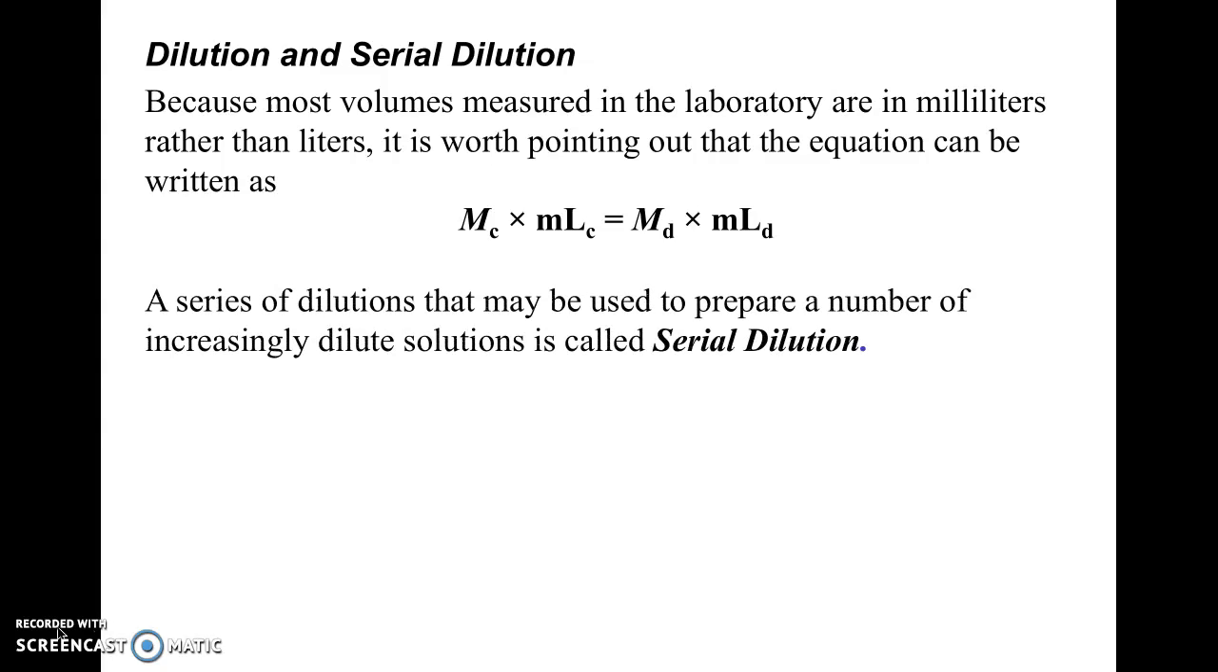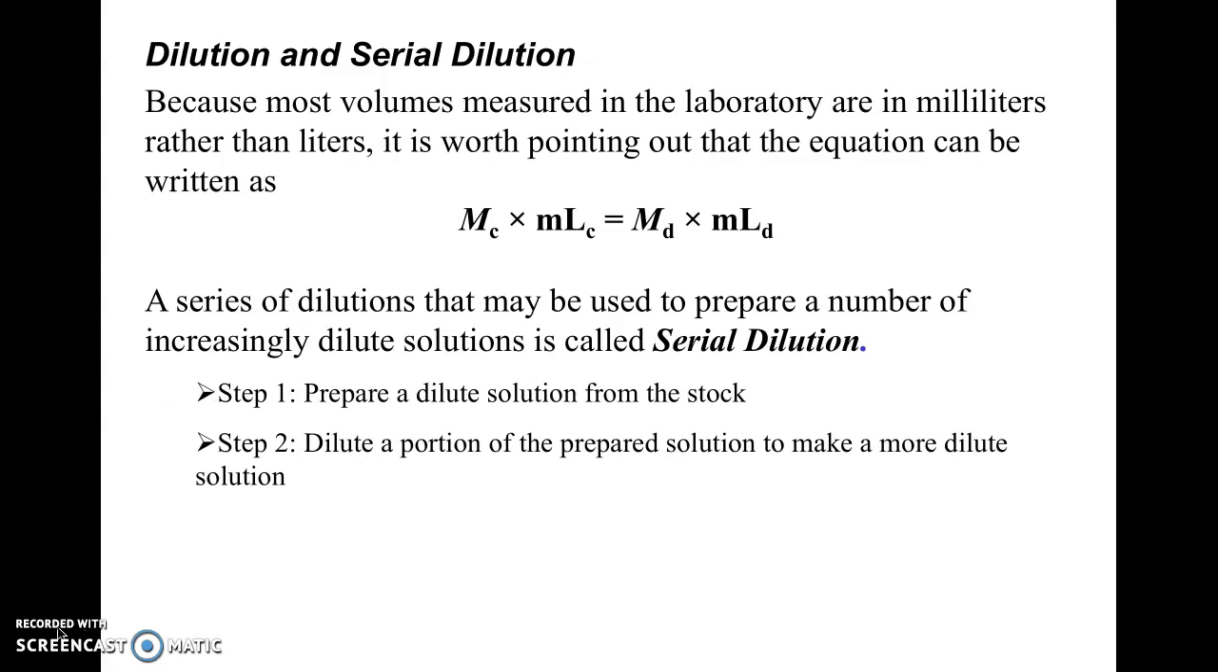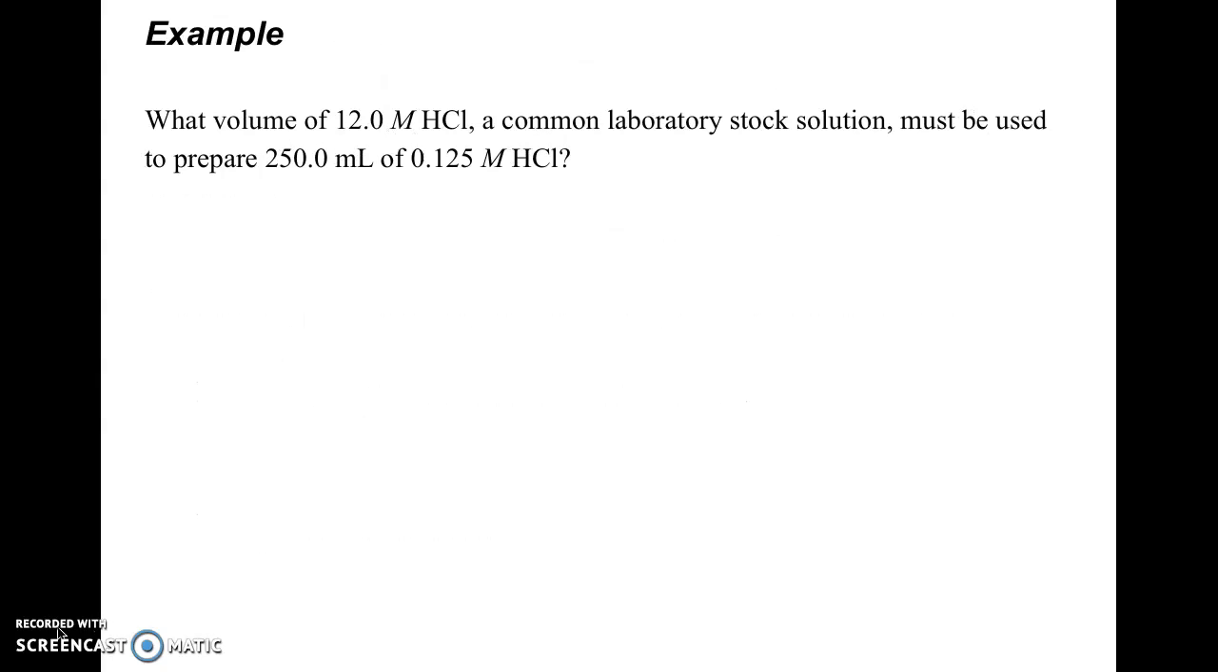The other thing we want to talk about here is something called serial dilution, and this is where you're trying to make a series of solutions that are increasingly more dilute. So you prepare a dilute solution from the stock, you dilute a portion of that to make a more dilute solution. You repeat it as often as you need, because quite often for some analytical work you might need 4 or 8 standards. You just keep diluting.